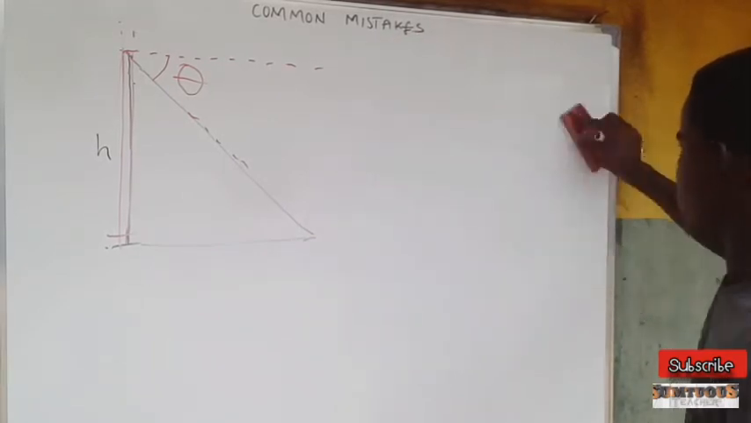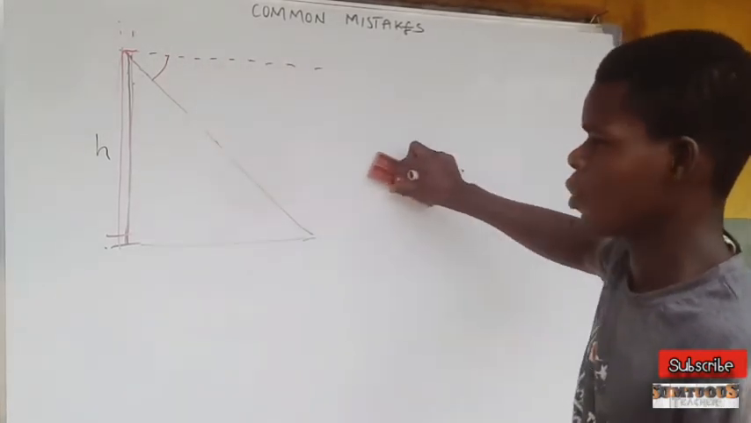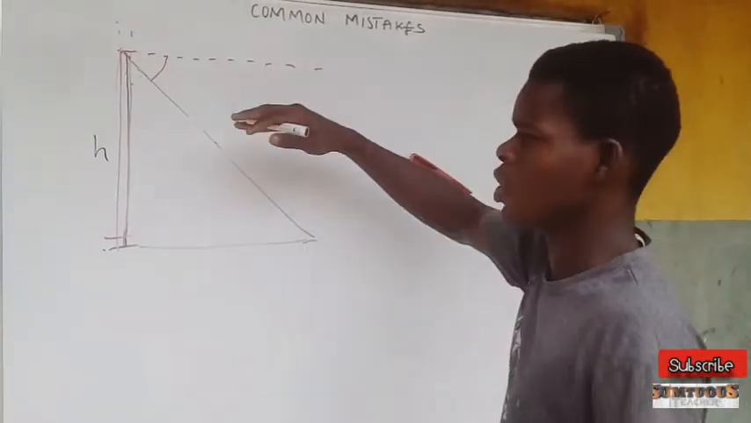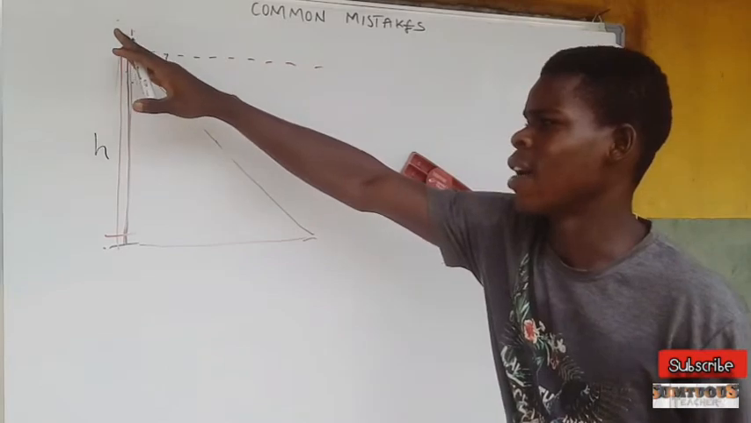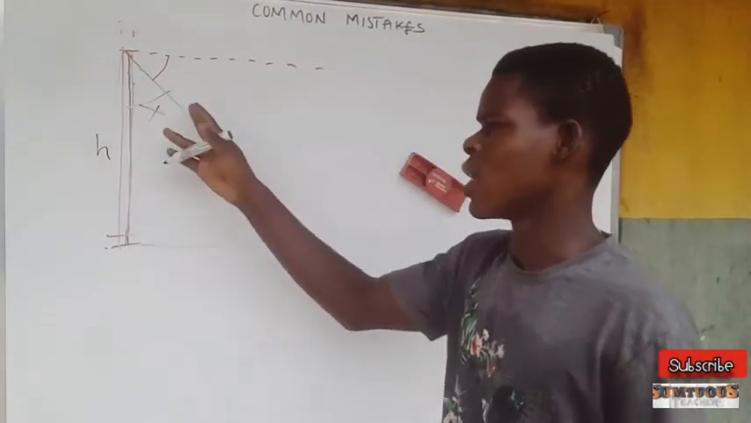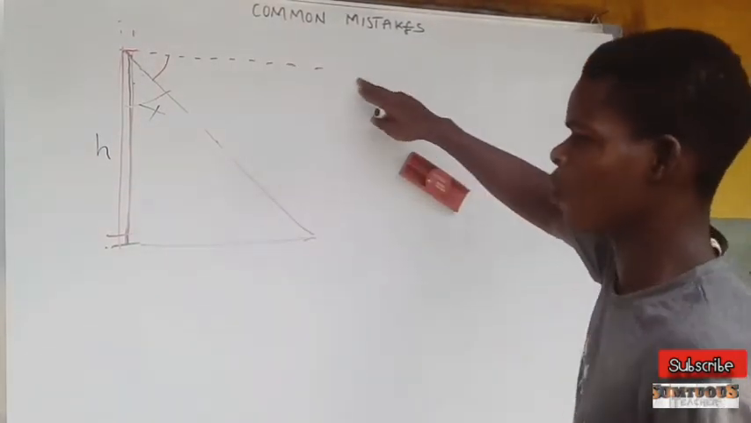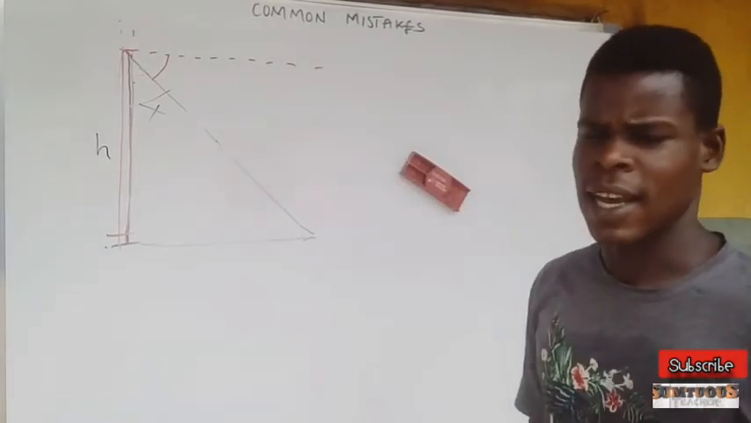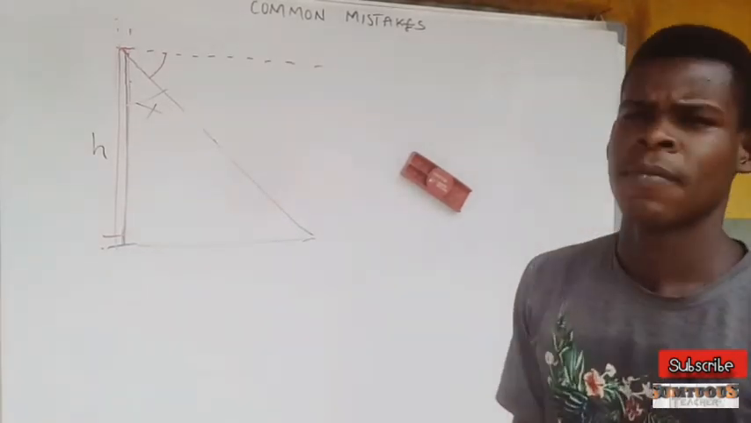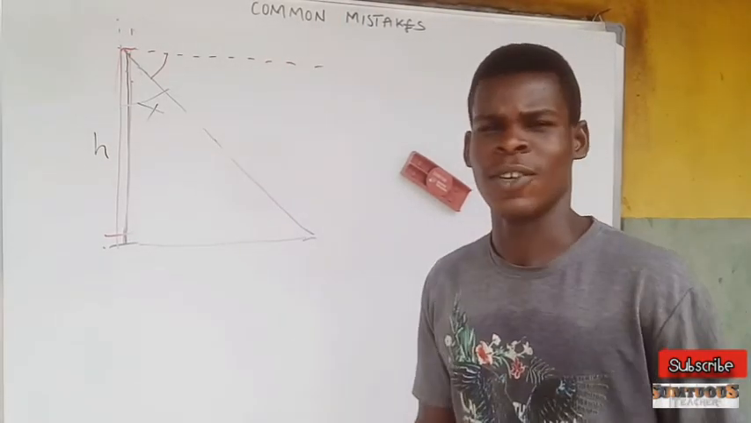So I want you to take note of that when you're dealing with angles of depression. The angle of depression is actually between the normal view and the line of inclination. It is not between the line of inclination and the horizontal or the vertical line. Rather, it is between the normal view and the line of inclination. I believe you correct that mistake and you go get your grades.